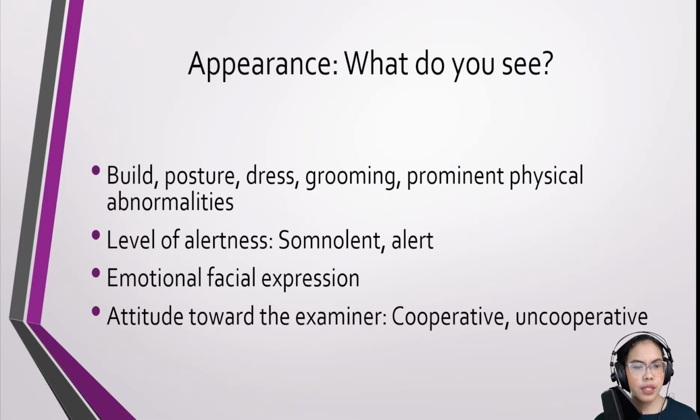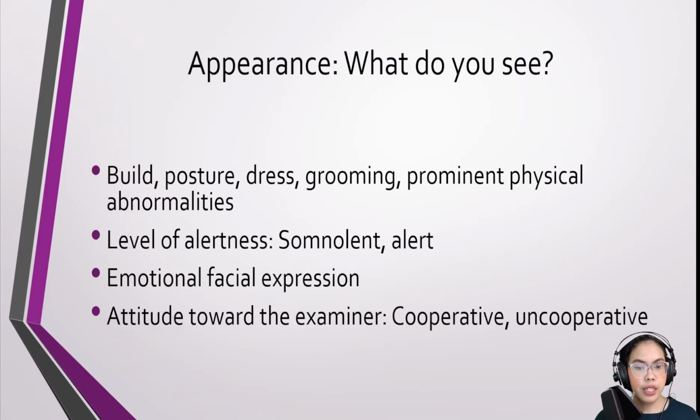Okay, so first is the build of the patient or client, the posture. Okay, is the posture slouching? Is the patient slouching, or is the patient very rigid? The rest, how is the fashion of the patient? So for example, is it a mismatched dress? Okay, is it also grooming? So is the patient well groomed? Okay, so you can somehow, of course, smell them somehow, di ba? So not only see, but also use other senses. So prominent physical abnormalities, so we also take note of that.